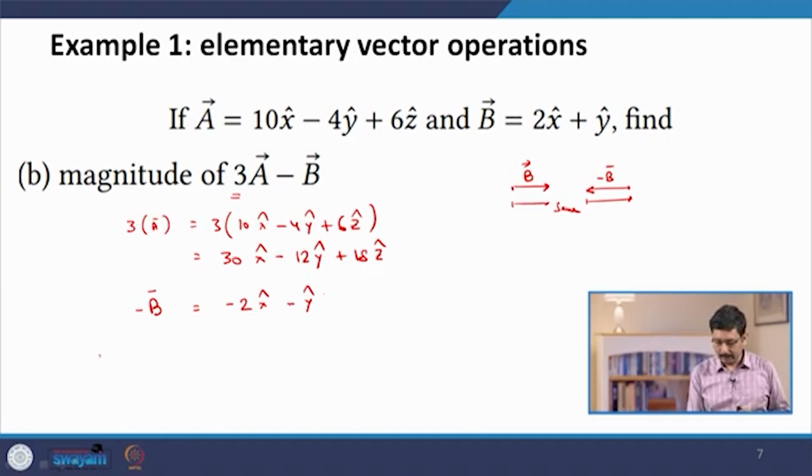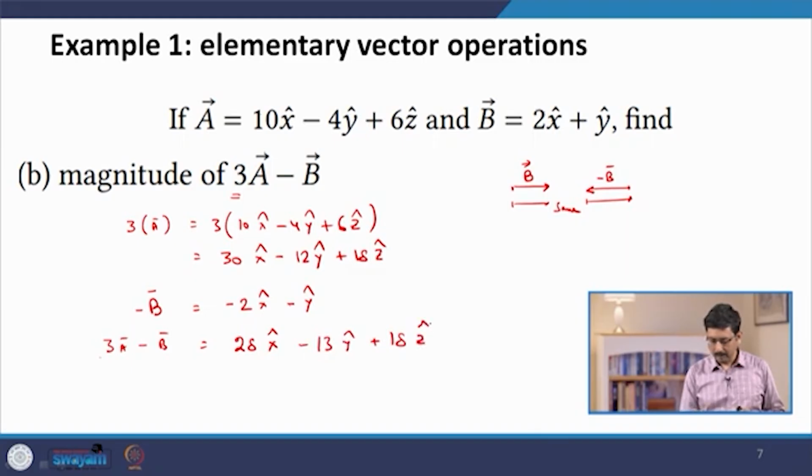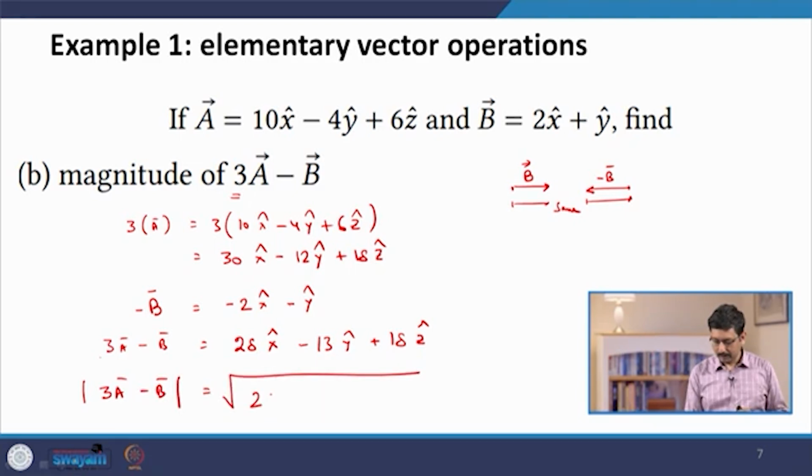If I add them, then 3A minus B is 28 x hat minus 13 y hat plus 18 z hat. Then if I apply the formula, the magnitude is given by squaring the components and then taking the square root.